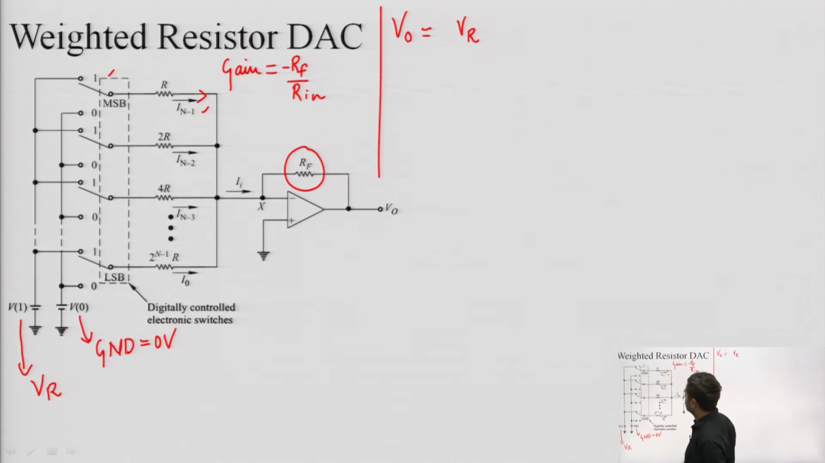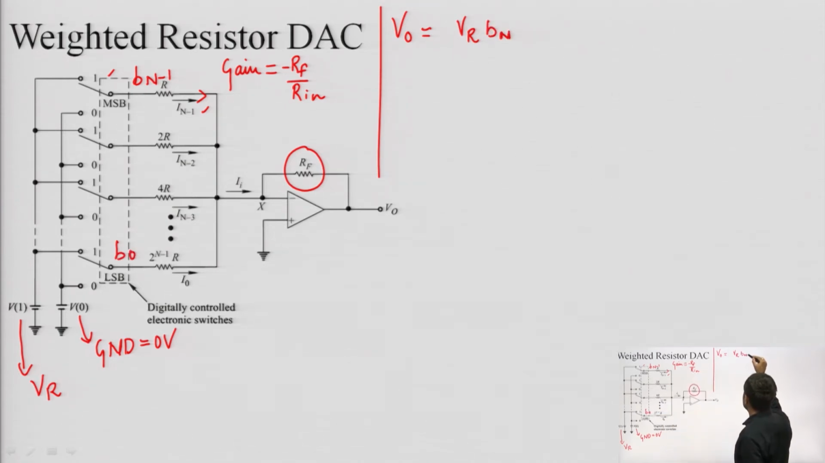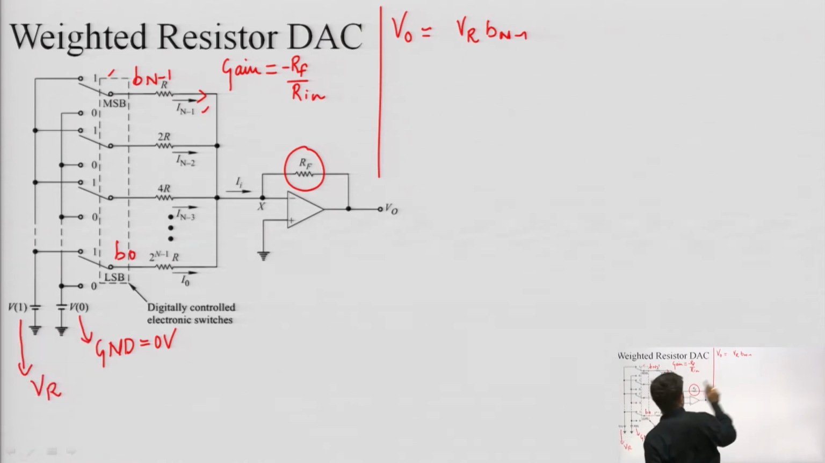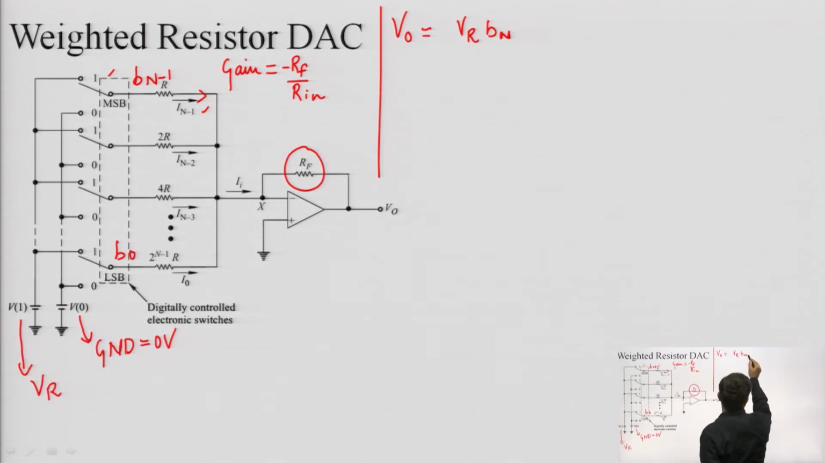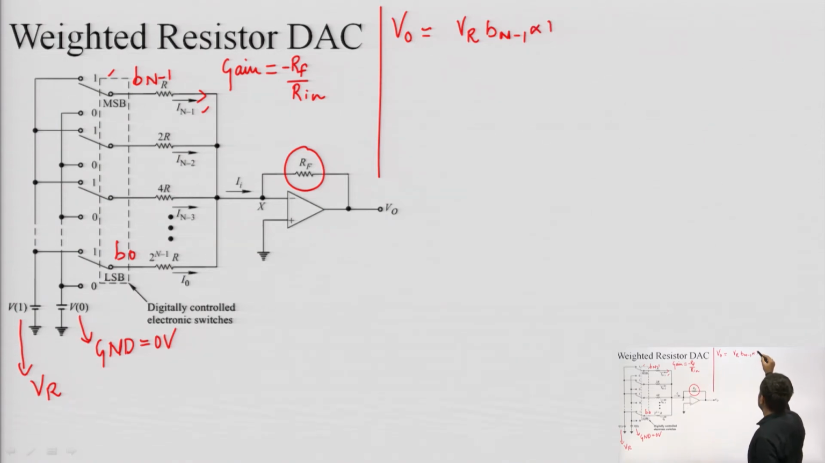So, this VR will be applied here, and it will be considered if that bit position here, this is Bn minus 1 and this is B naught. So, if this MSB is equivalent to 1, then Bn minus 1 has to be multiplied with it. Okay. So, I am multiplying it with Bn minus 1. This is the voltage which will be entering, and the gain factor will be Rf upon R.